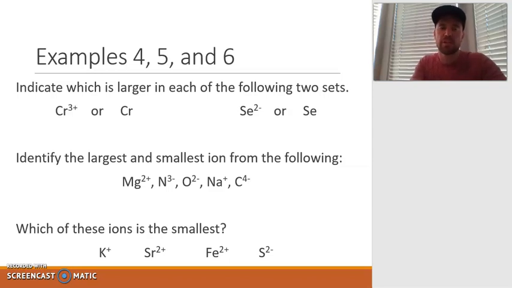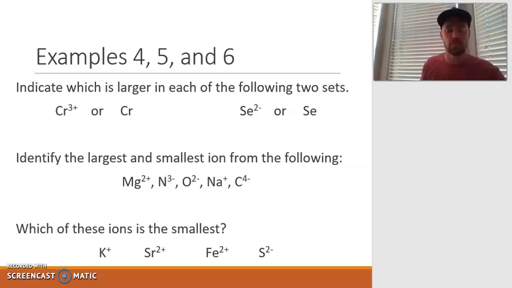Before we move on to the third periodic trend, let's do a few more examples with ions so we make sure we feel comfortable. So we're going to be looking at examples 4, 5, and 6. In example 4, it asks us to indicate which is larger in each of the following two sets. In each of these problems, we're looking at a neutral element compared to its ion form.